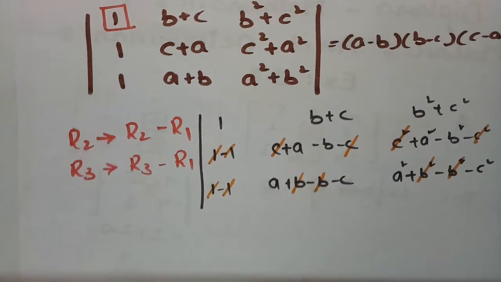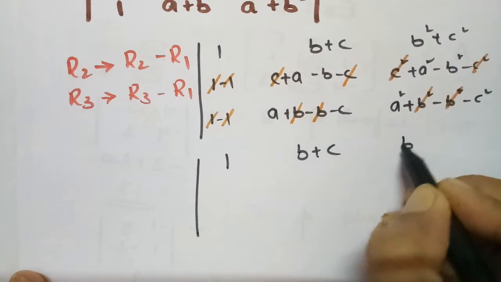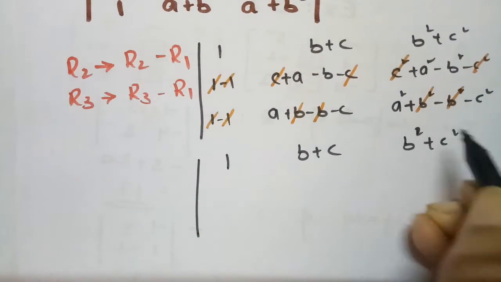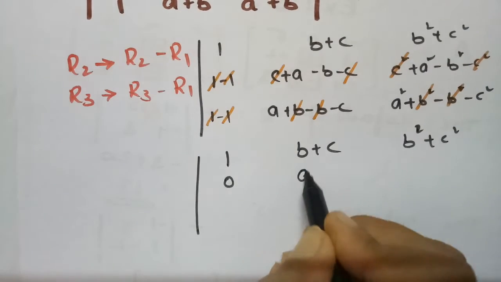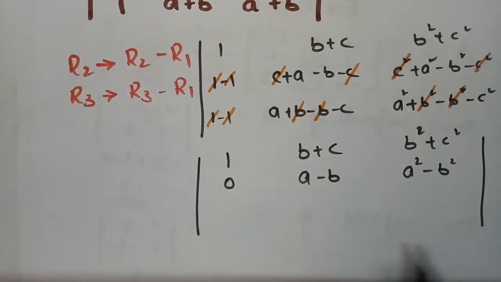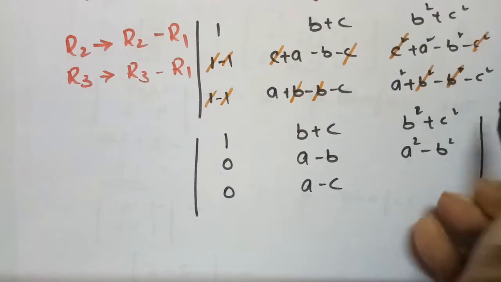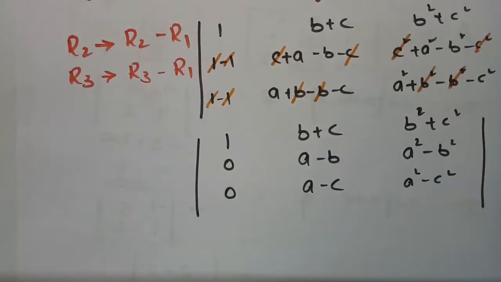And what remains here? So this is 1, this is b plus c, and this is b square plus c square, and this will be 0. This is a minus b, this is a square minus b square, and this is going to be 0, and this is a minus c, and this is a square minus c square.